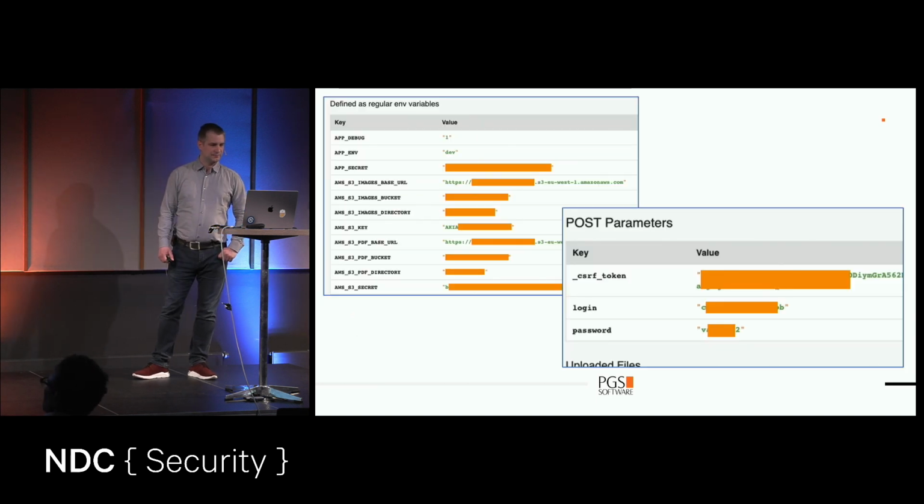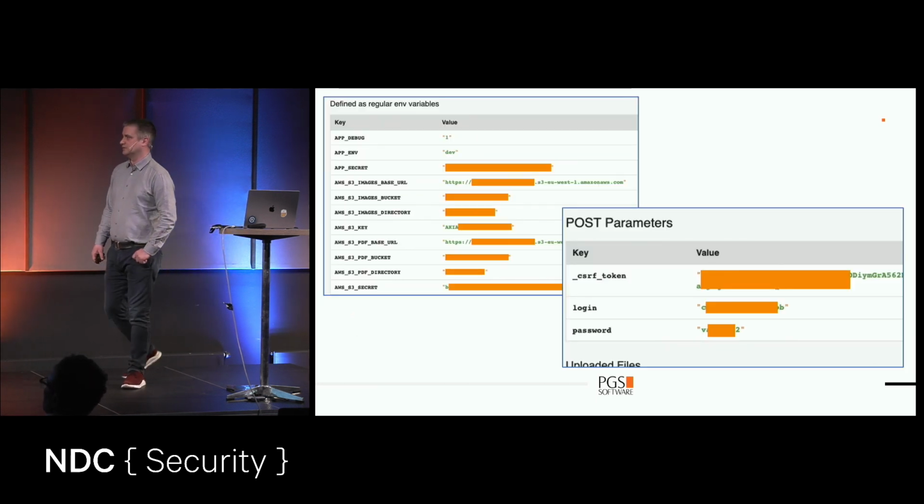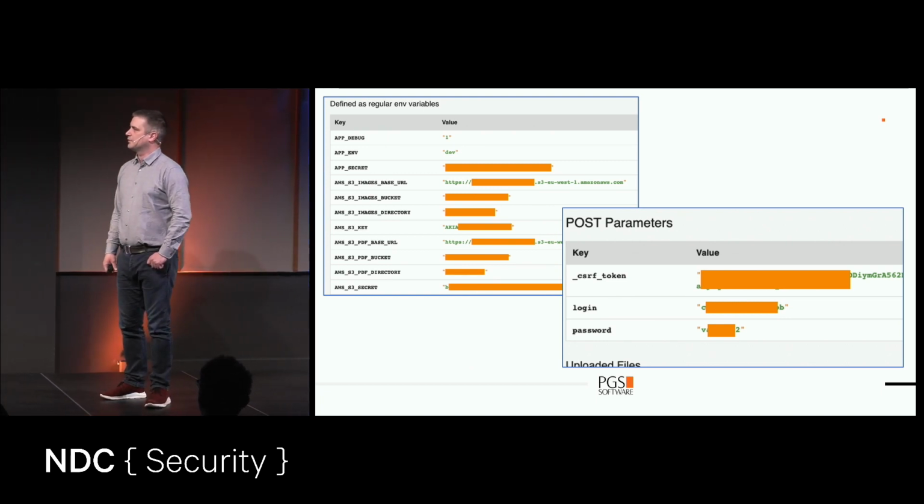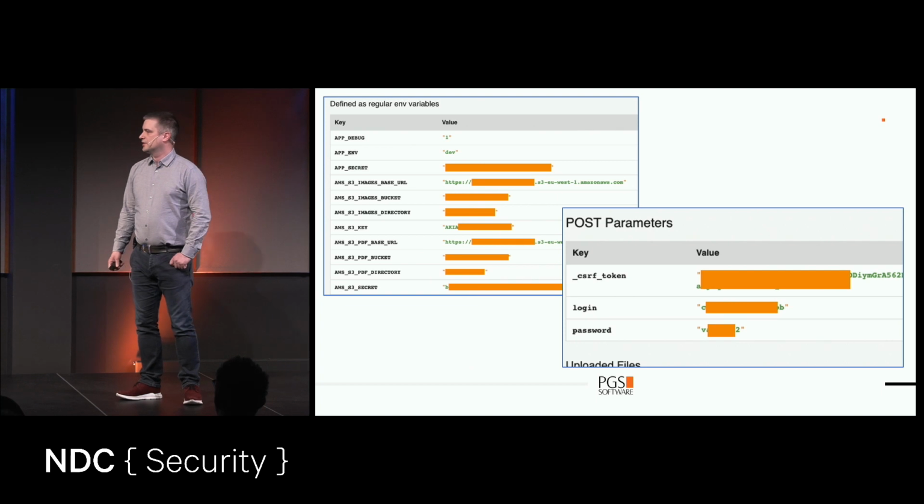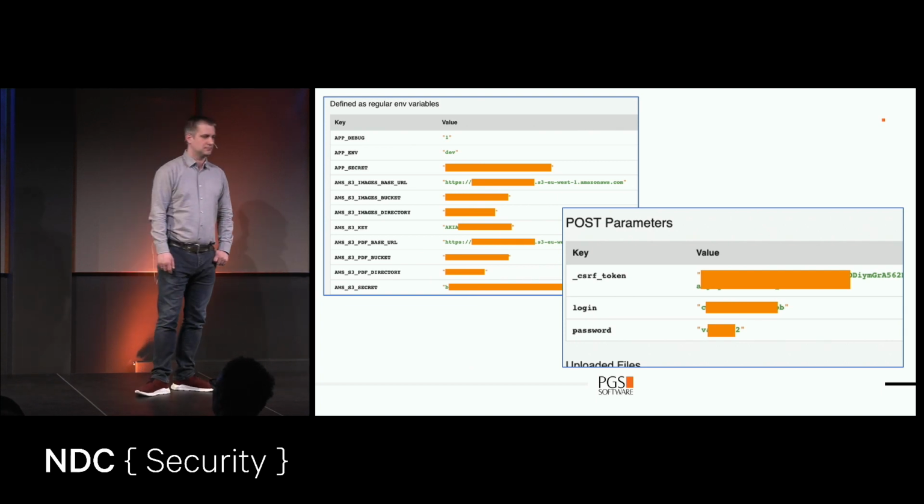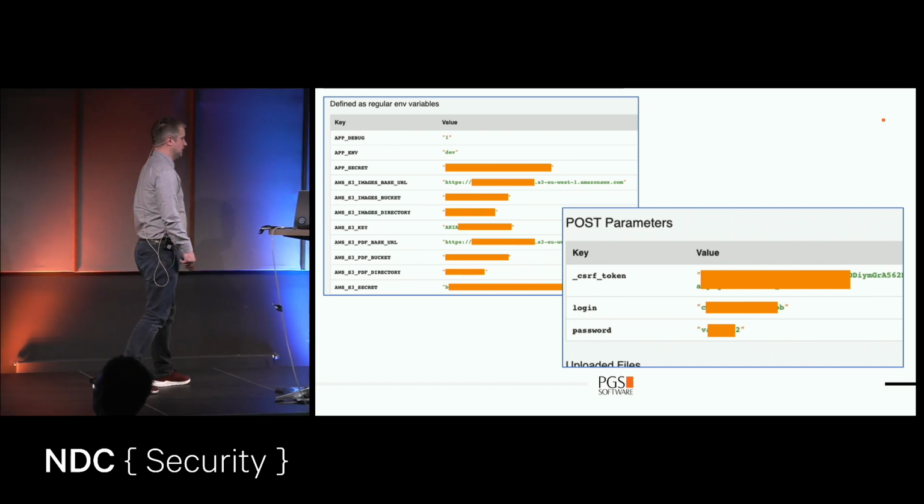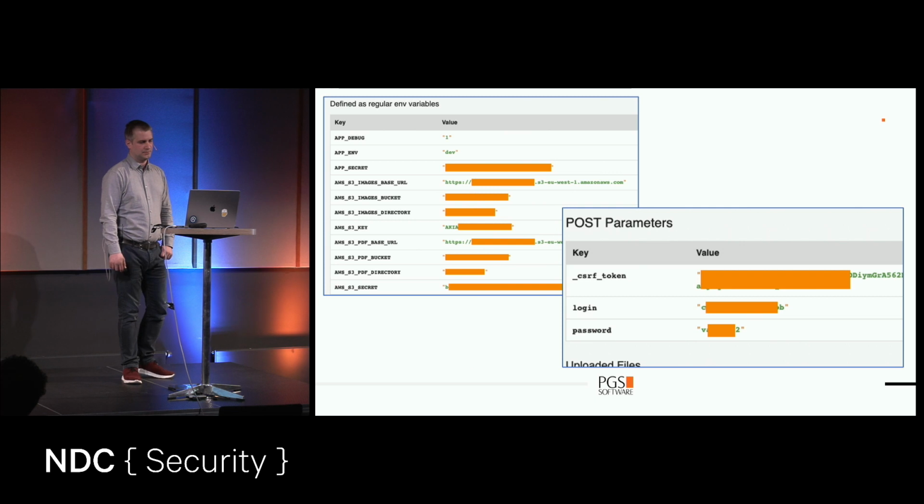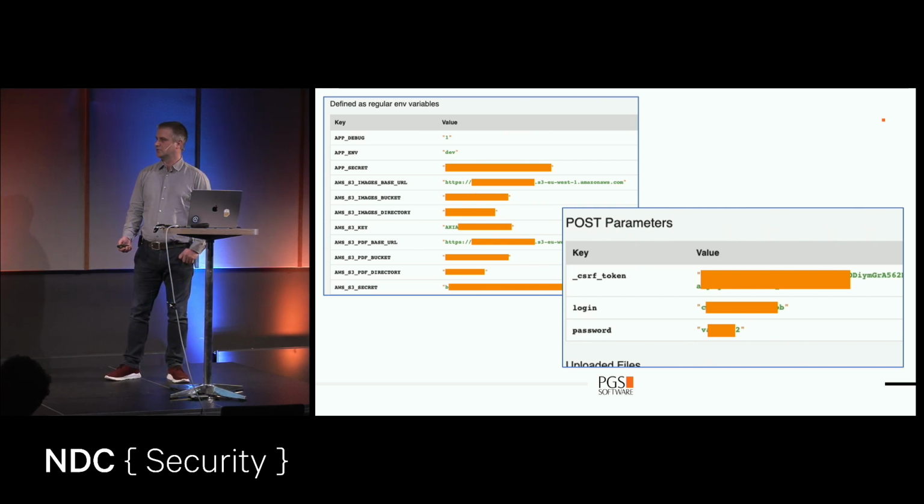But first, this is how it looks if you open the Profiler tool. You can see that there are some environment variables, and we have our AWS keys already there, but these keys only allow you to access S3 again. But then I found a POST request to a login endpoint with plain text login and password. Okay, let's use it.